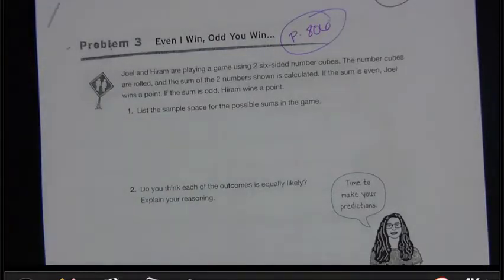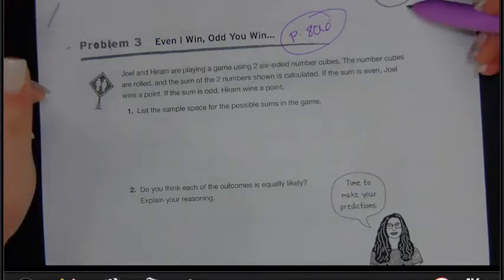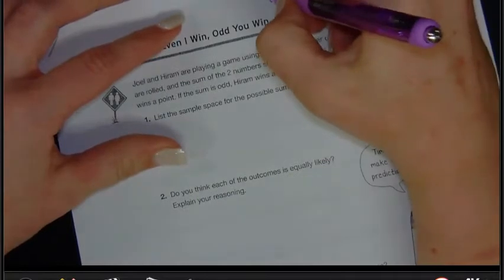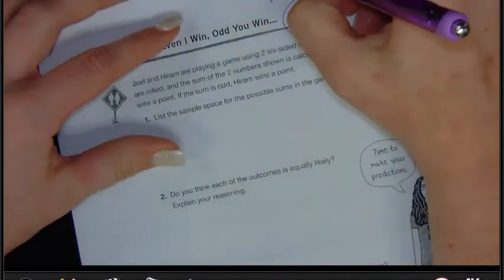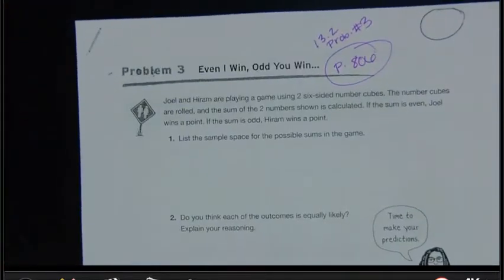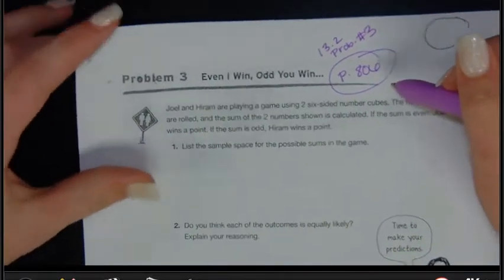Right, if you would please grab your textbooks. We're going to open to page 806. We should be in section 13.2, and we are looking at problem number 3 here. Section 13.2, problem number 3 on page 806.